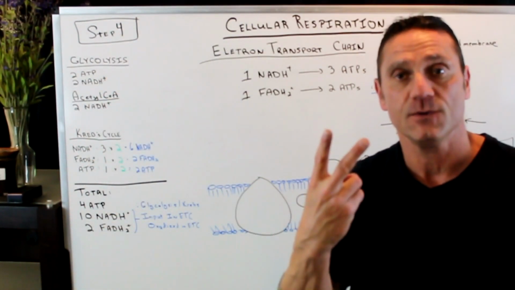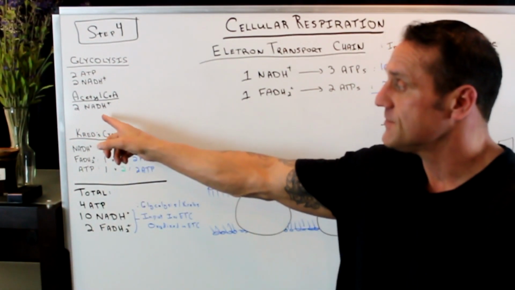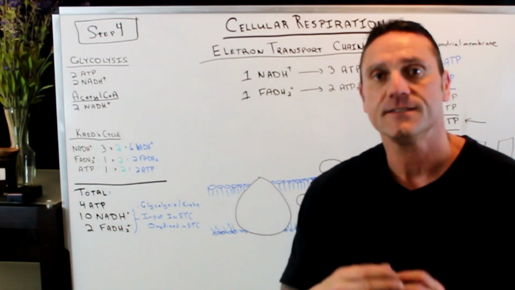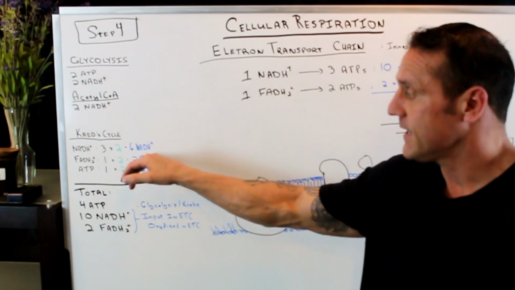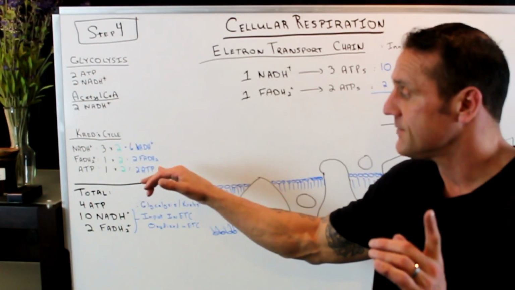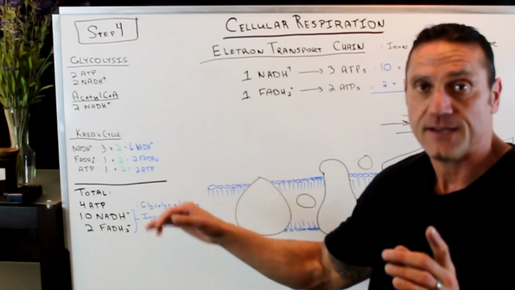Then you have step 2, which is pyruvate dehydrogenase. What's the end result? You have a formation of 2 NADHs. And then step 3, you have the Krebs cycle. So what's the end result? You have 6 NADHs, you have 2 FADH2s, and we have 2 ATPs.